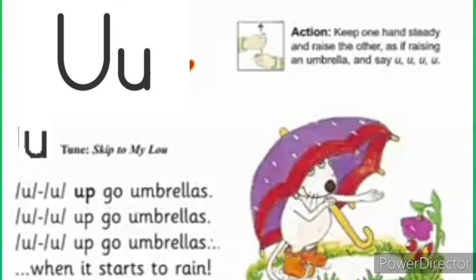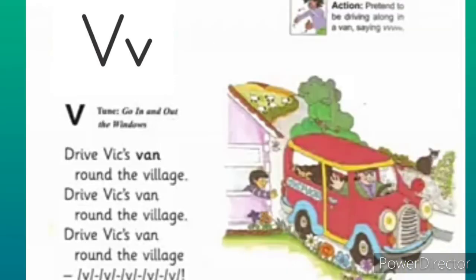This is alphabet U. Up go umbrellas. Up go umbrellas when it starts to rain. This is alphabet V. Dry weeks went round the village. Dry weeks went round the village. Wah.